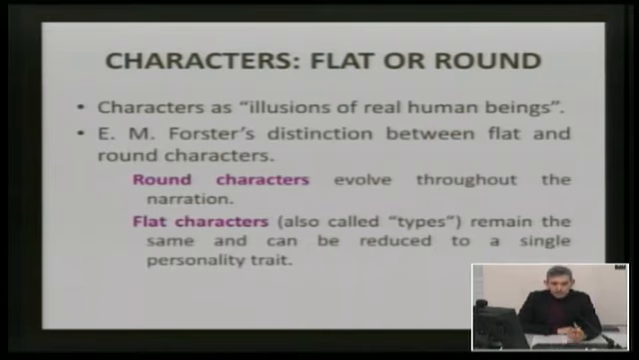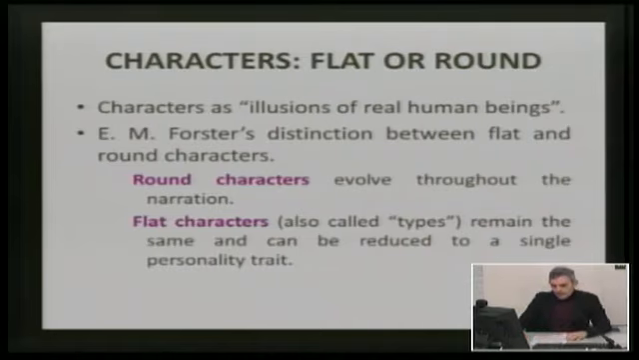For example, Marlowe in Heart of Darkness would clearly be a round character, whereas the agents at the central station, these men whom he calls the pilgrims, could be considered as flat characters. Practically the only thing we know about them is that they are inefficient, so they can be reduced to that personality trait, inefficiency.